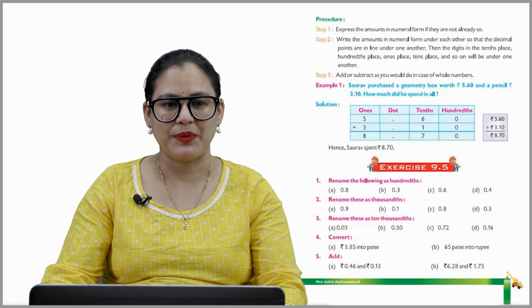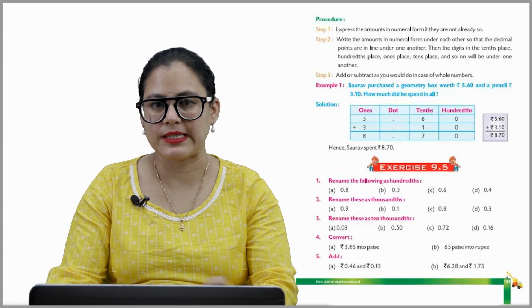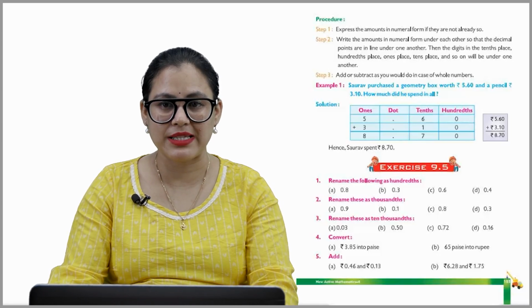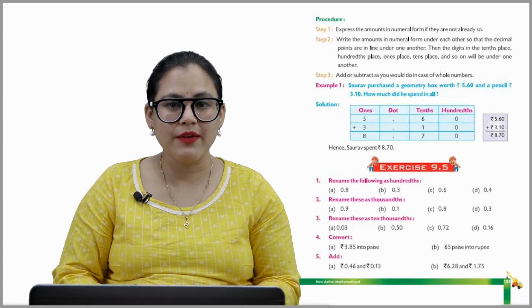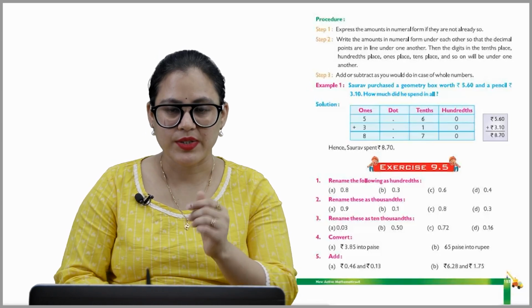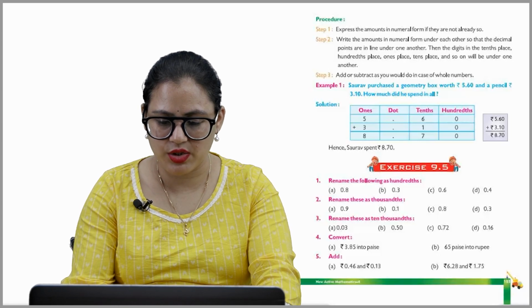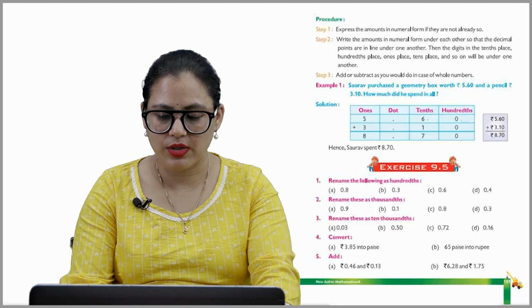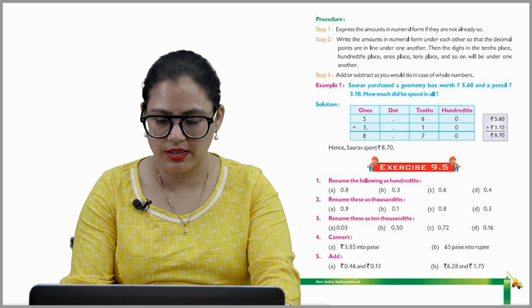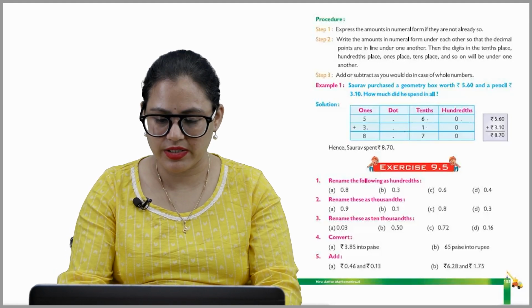Right? Example 1. Saurav purchased a geometry box worth 5 rupees and 60 paise and a pencil worth 3 rupees 10 paise. How much did he spend in all? So we have to add these two amounts. So how will we add? At ones place there is 5, then dot, then at tenths place there is 6, then 0. And then again at ones place there is 3, then dot, then at tenths place there is 1, then 0. And now we will add them up. So the answer is 8 rupees and 70 paise.